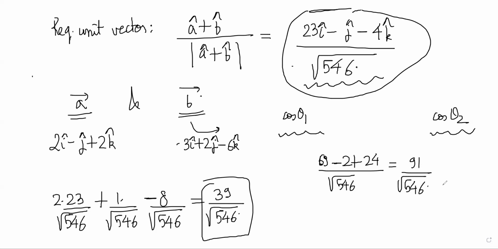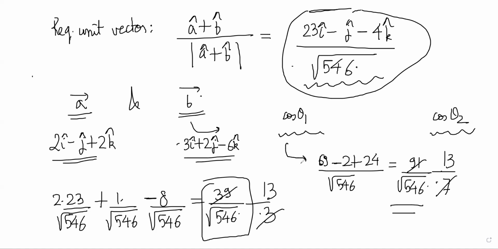And we have to divide it by the mod of these two vectors to check the cos theta. So this vector I'll have to divide by 3 and this vector I'll have to divide by 7. So notice that you're getting 13 here and here also you're getting 13 by root 546. So cos theta 1 and cos theta 2 are both matching and they are 13 by root 546.